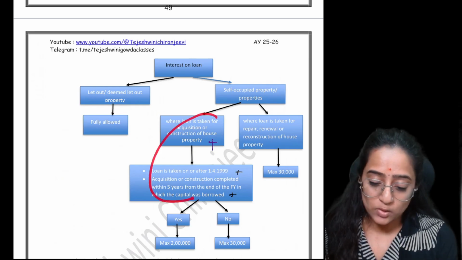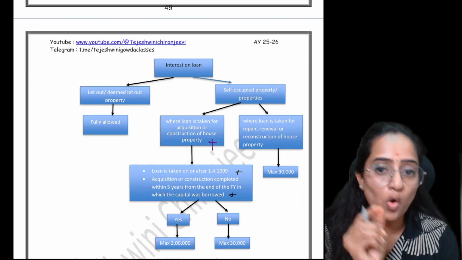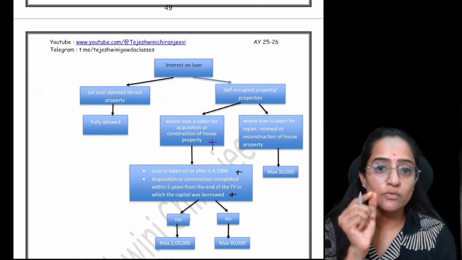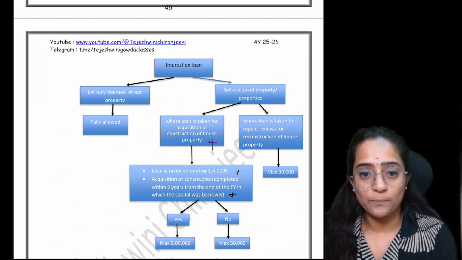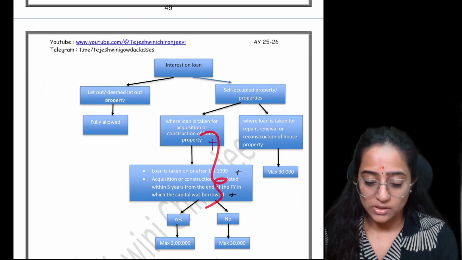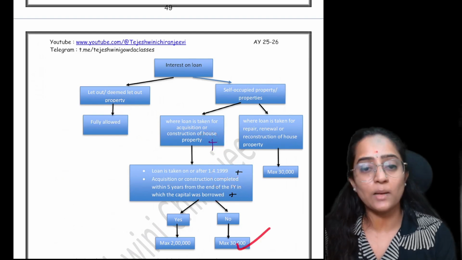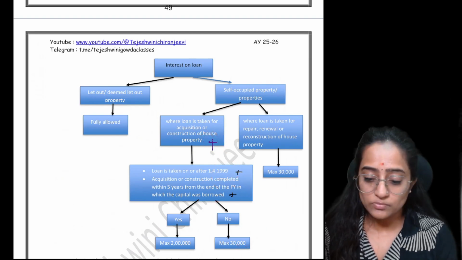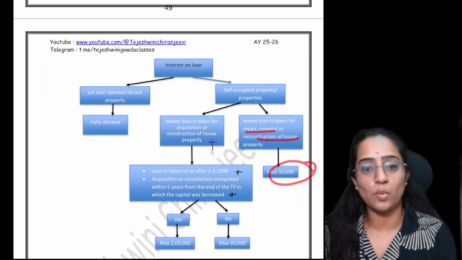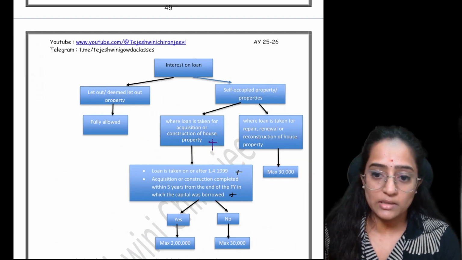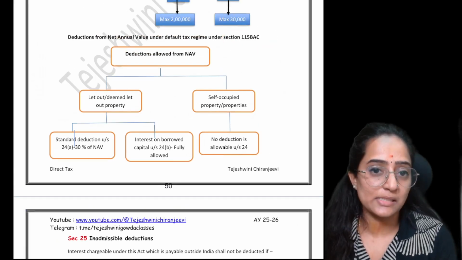If the answer to all these 3 points is yes, then the maximum deduction under section 24B for self-occupied property is 2 lakh. This is an and clause; if any one condition is not satisfied, you can take a maximum of 30,000. What if you have taken the loan for repair, renewal, reconstruction? You can get a maximum of 30,000. Clear? Very well.